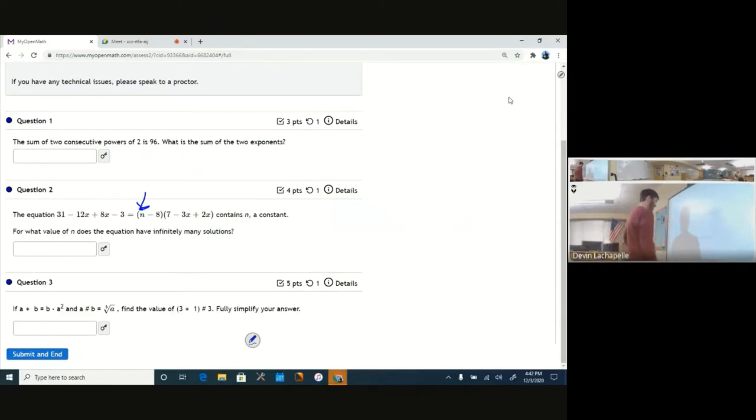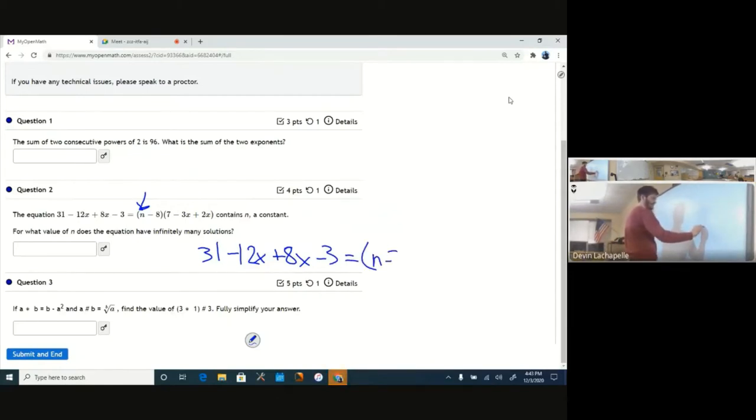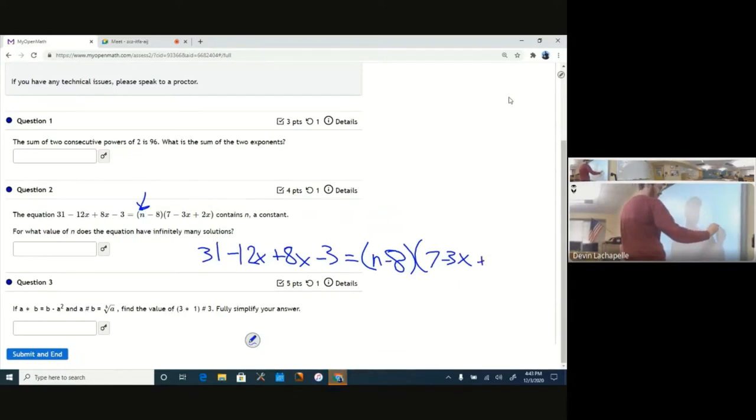So the way I would do this, I would write it out as 31 minus 12x plus 8x minus 3. Oops, I'm going to run out of room. Let me start a little bit further to the left here. 31 minus 12x plus 8x minus 3 equals n minus 8 times 7 minus 3x plus 2x.